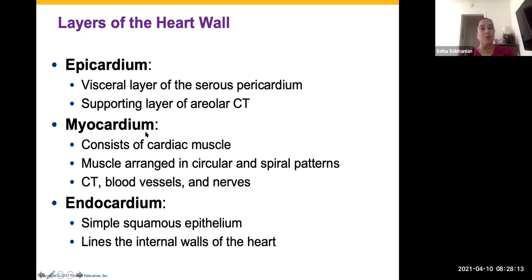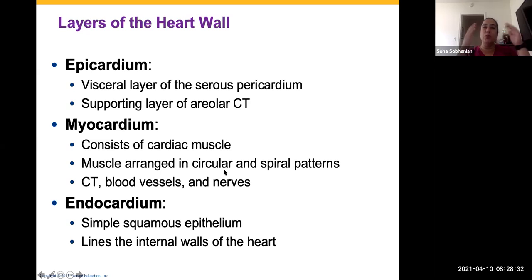Myocardium, and if you remember, the word myo means muscle. So this is basically your heart muscle, cardiac muscle. You may or may not know that, but the fibers are all arranged in a circular or spiral pattern, and I'll show you a picture in just a minute.